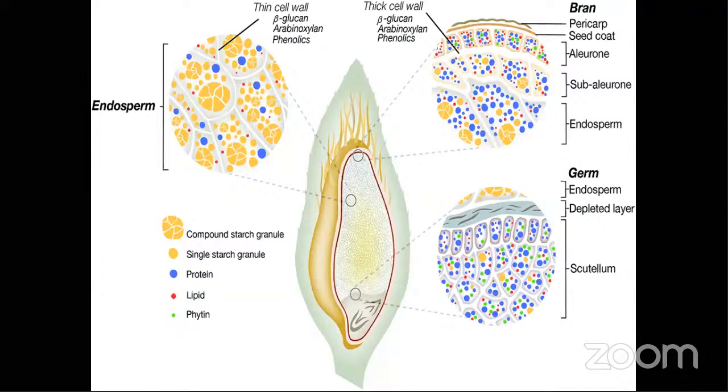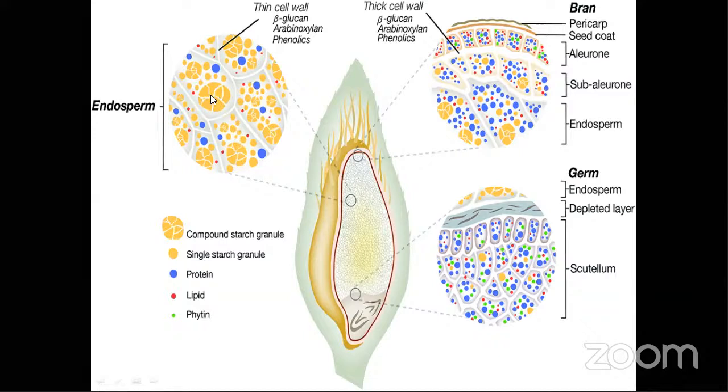As you may see, first one, the bran is there. Bran, pericarp, then seed coat, then the aleurone layer, then is the subaleurone layer, and thereafter there will be endosperm. If I talk about germ, then endosperm, then depleted layer, then is the scutellum, and this is the endosperm. So here you can see it has thin walls.